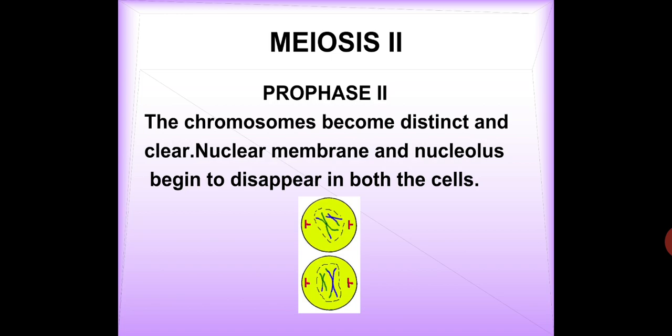Meiosis 2. Prophase 2: chromosomes become distinct and clear. Nuclear membrane and nucleolus begin to disappear in both the cells. Point to remember, nuclear membrane and nucleolus begin to disappear.